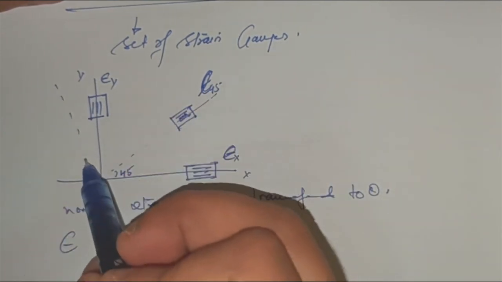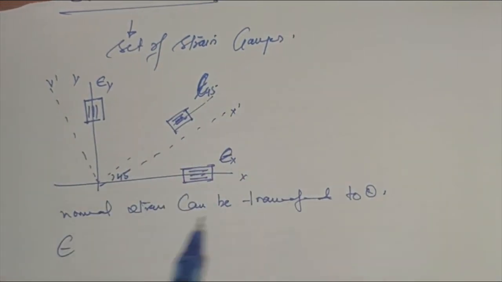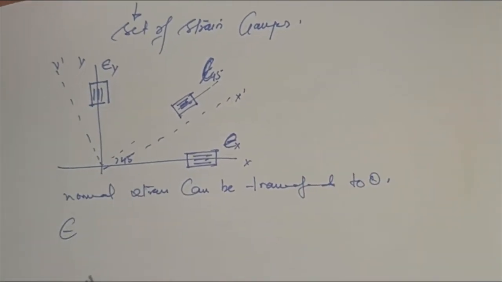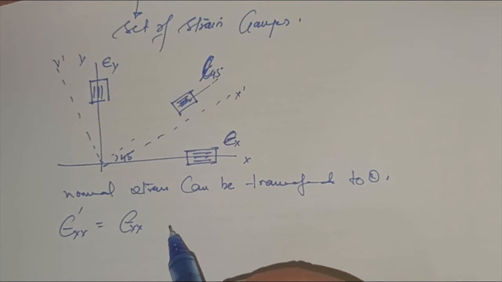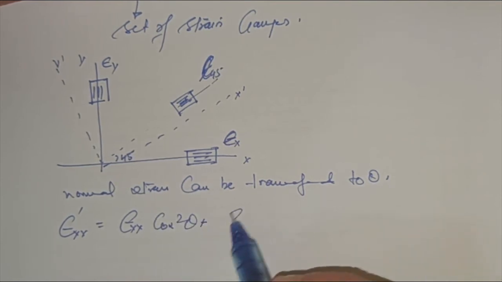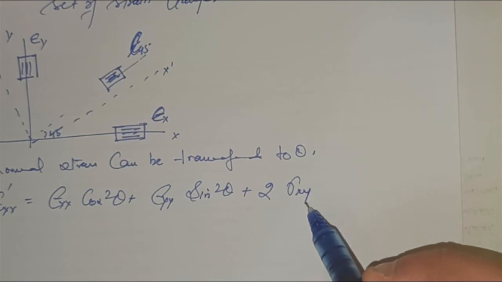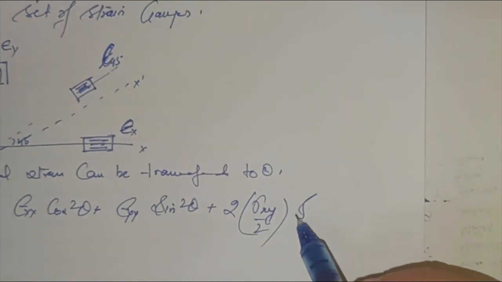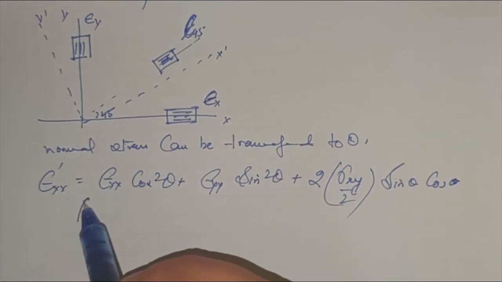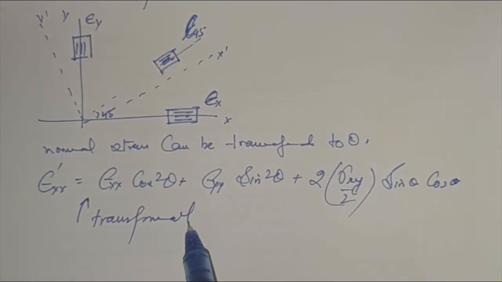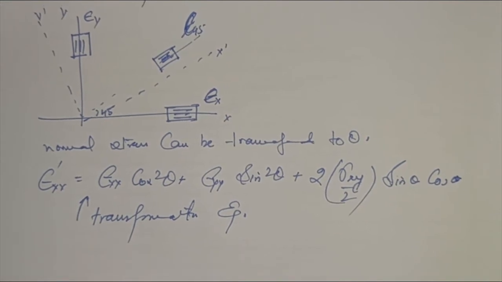The transformation is like this. So 90 will remain the same, this will be x dash, y dash. So for any transformation by theta, epsilon x dash can be simply derived: epsilon xx cos square theta plus epsilon yy sine square theta plus 2 epsilon xy by 2 sine theta cos theta. So this is a transformation equation. It's important that you memorize this. This is a very simple linear transformation equation along x. You only need one for this.